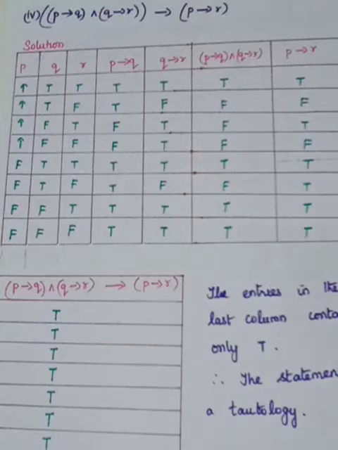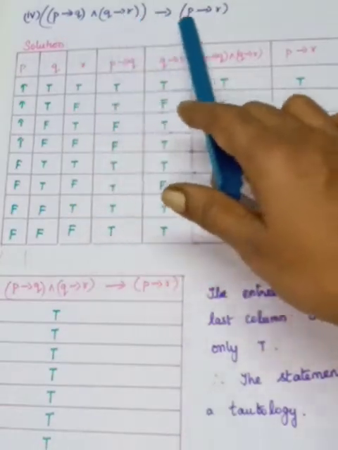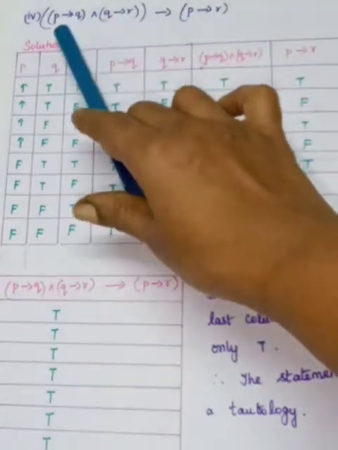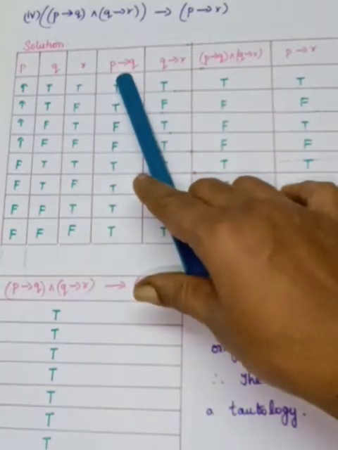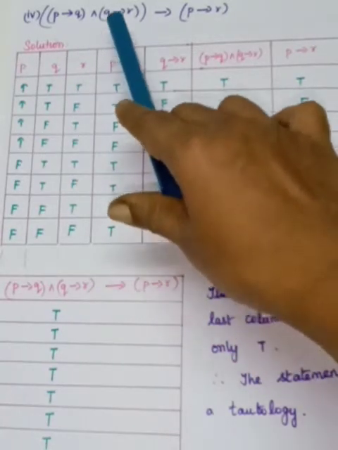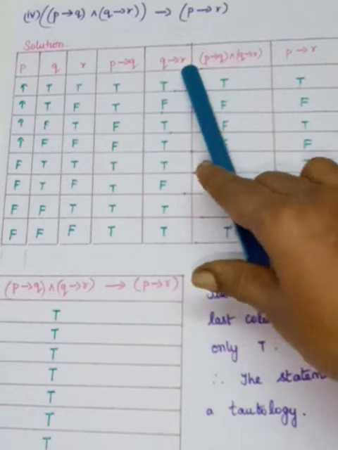Okay, so see the question. You have to evaluate the bracket terms. So the first bracket is P implies Q. I have written P implies Q. What is the next bracket? Q implies R.